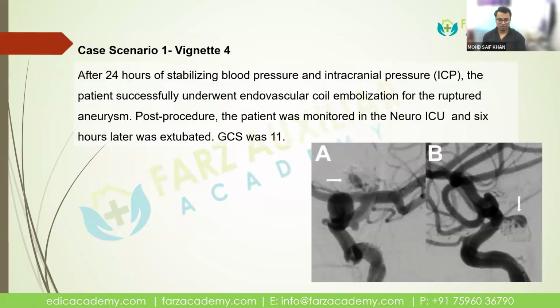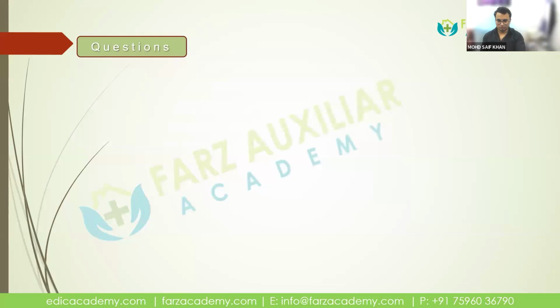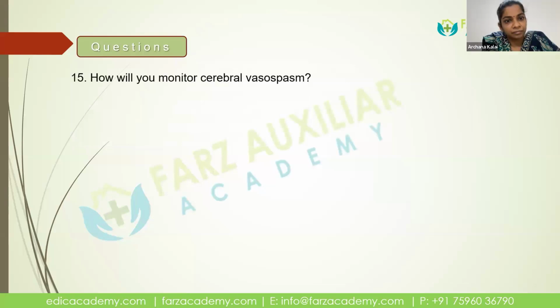After 24 hours of stabilizing BP and ICP, the patient successfully underwent endovascular coil embolization for the ruptured aneurysm. Post-procedure, the patient was monitored in the neuro ICU and 6 hours later was extubated. GCS was 11. Now we go for questions. How will you monitor cerebral vasospasm in this patient? I will frequently use bedside transcranial Doppler to monitor the cerebral vasospasm, and I will keep monitoring for any new onset deterioration in GCS.